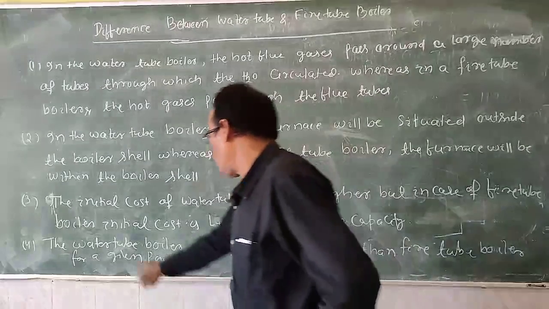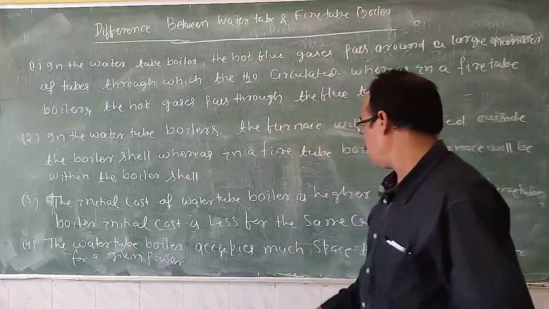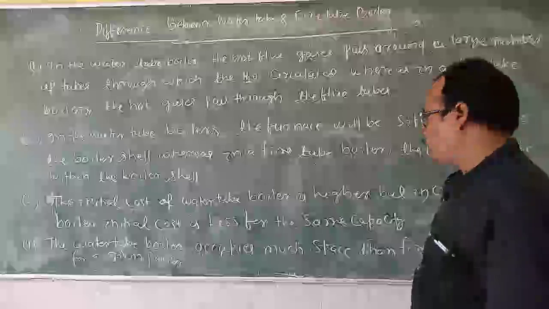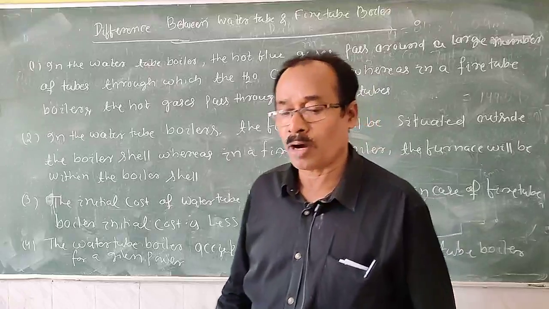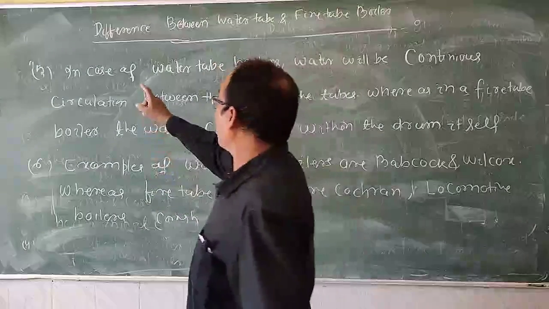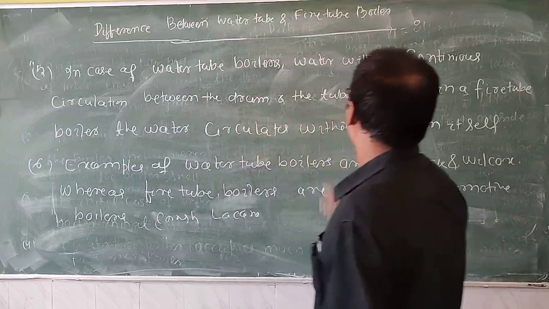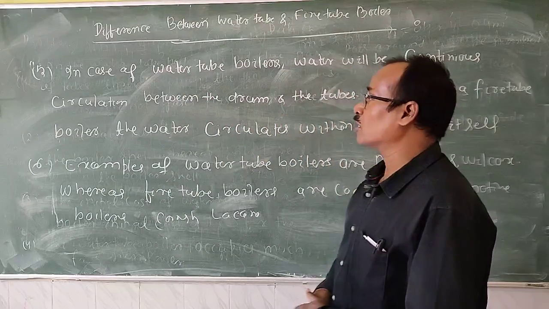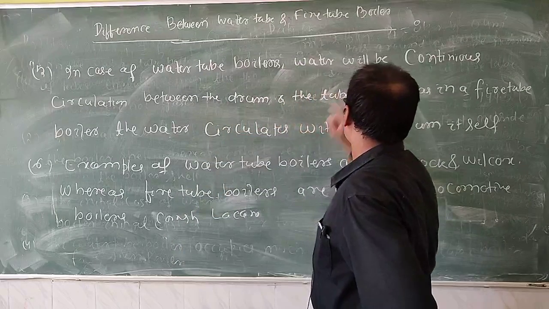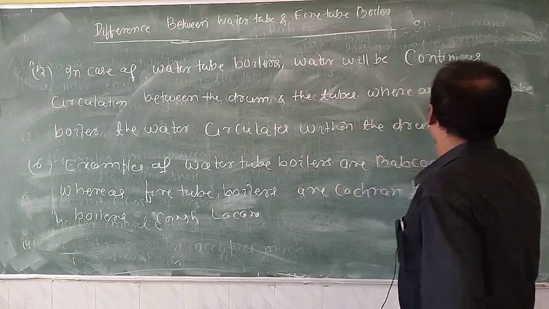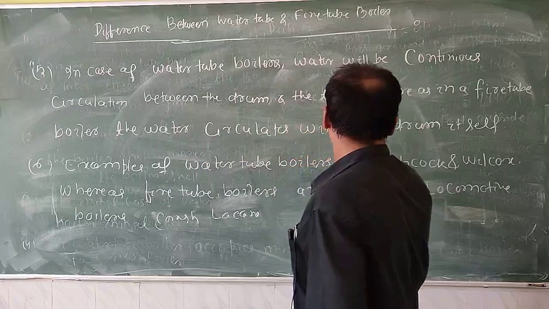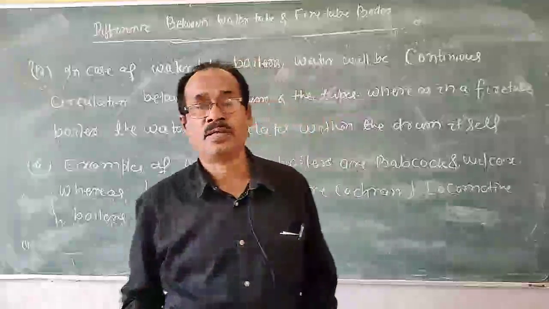Number 4, a water tube boiler occupies much more space than a fire tube boiler for a given power. And in the case of water tube boilers, water will be in continuous circulation between the drum and the tubes. Whereas in a fire tube boiler, water circulates within the drum itself.